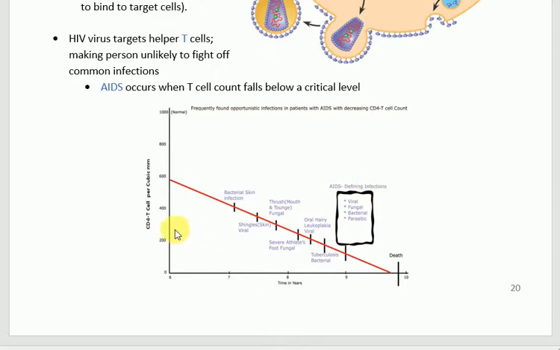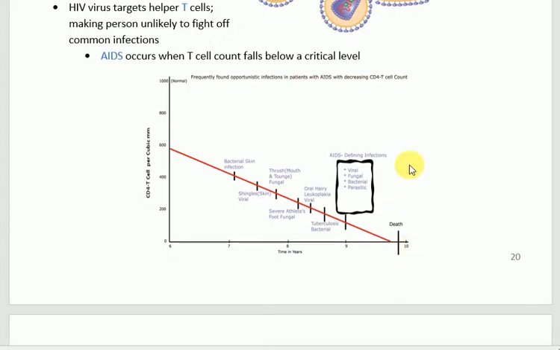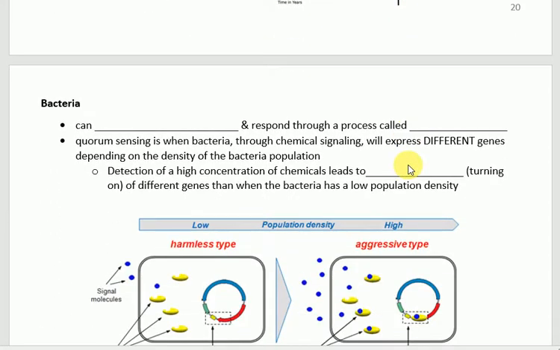You can see here, this is the T cell count over here. When the T cell count gets to this low of an area, then there are common infections, like viral, fungal, bacterial, parasitic, all of which this person cannot fight off, and it does end up leading to death. So this right here is AIDS. Now let's move on to bacteria.